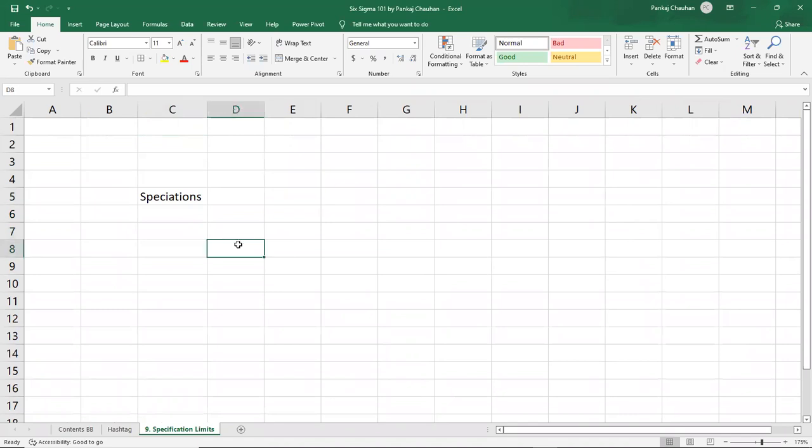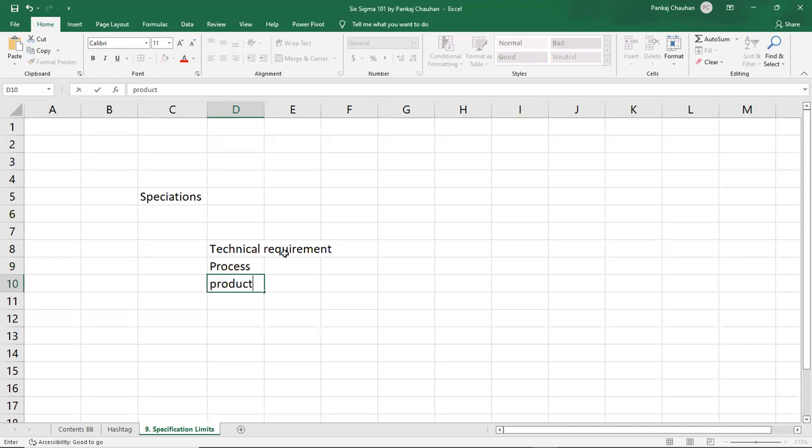See, first thing is specification. The definition of specification is: these are the technical requirements of any process or product which the customer is demanding that it should be meeting. So for specification, mainly we deal with two types, either it's unilateral or it's bilateral. Unilateral means it's a one-sided specification, and bilateral means it's a both-side specification.